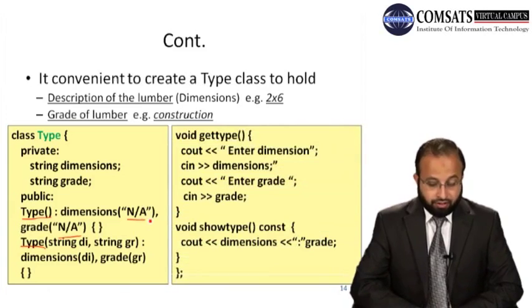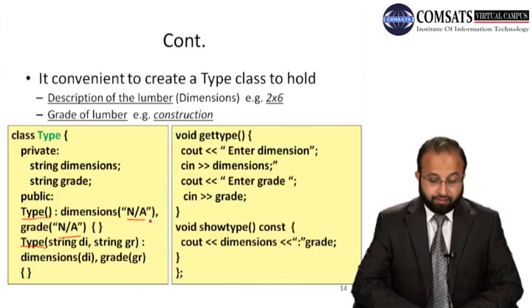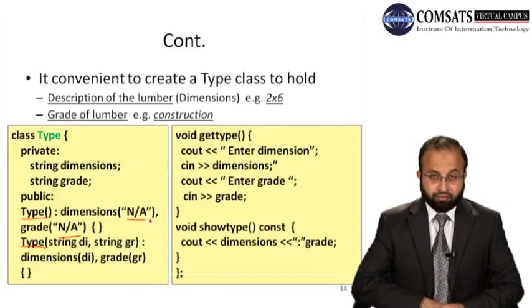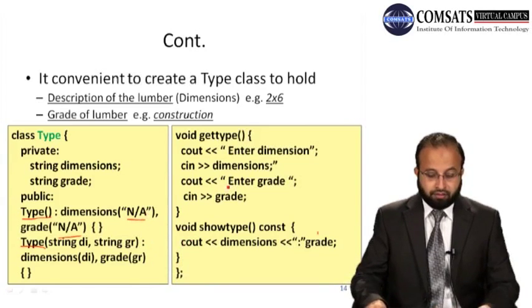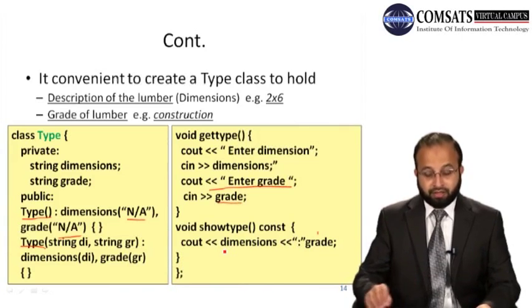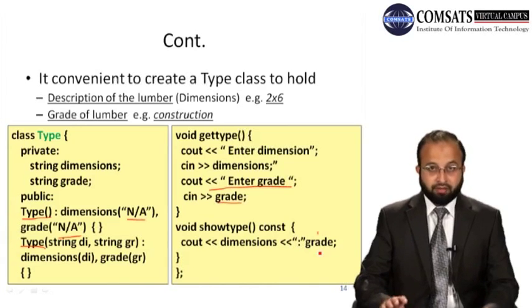Then these are the other member functions, get type and show type. Get type is to get things from the user: enter dimensions, and you input dimensions, and then enter grade, the program displays the message enter grade, and you input the value for the grade, right? So this is the get type function. You input the type, and show type will display the dimension colon grade on the screen, right? So that is all about the type class.